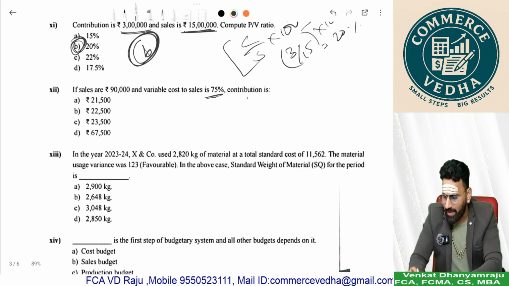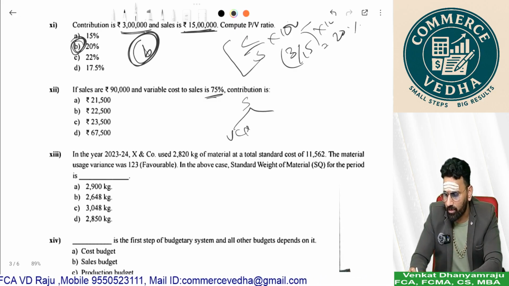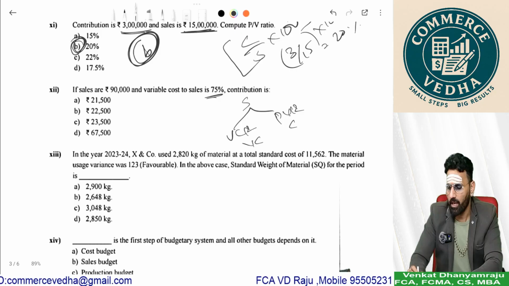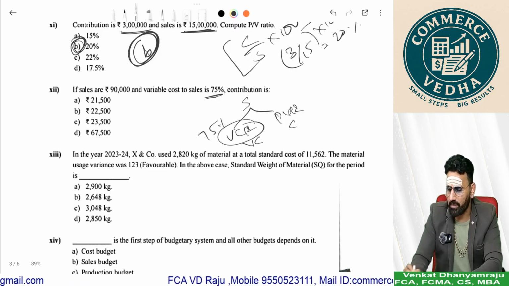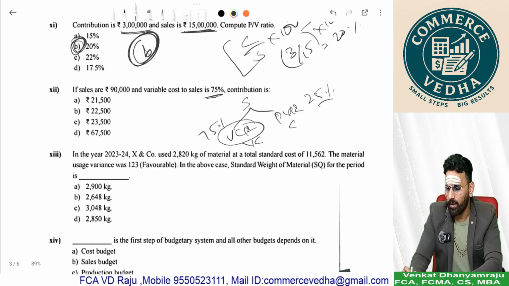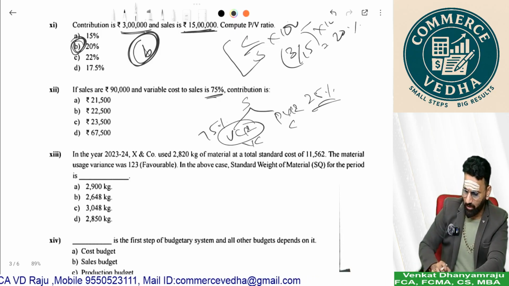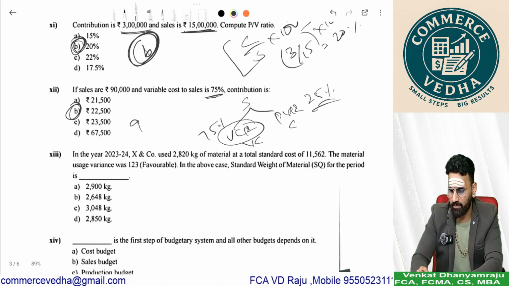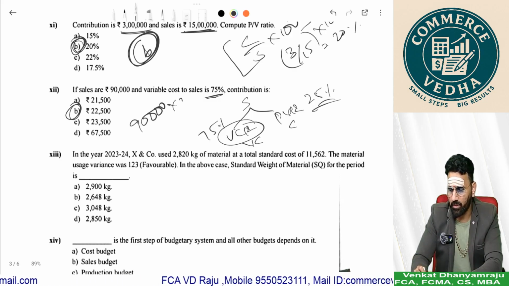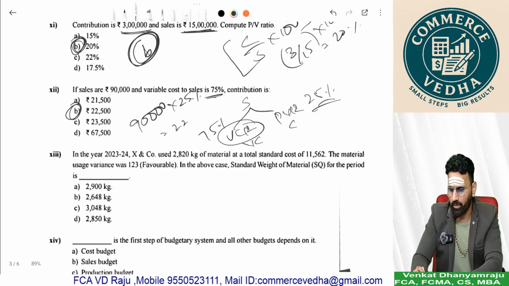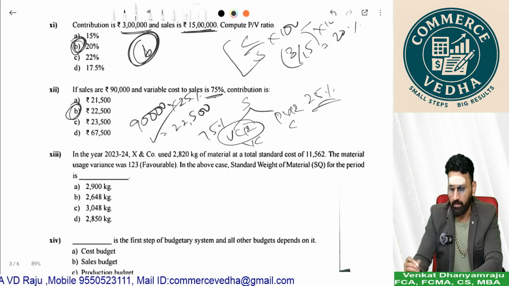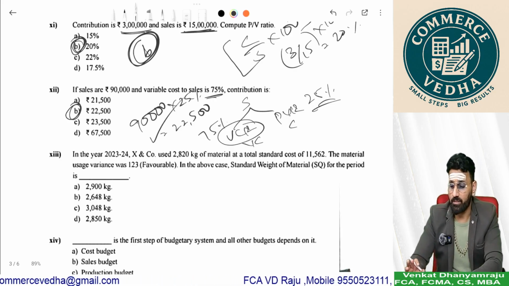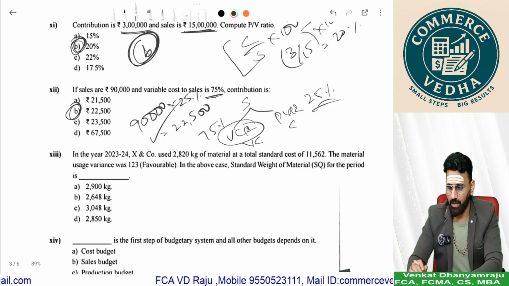If sales are 90,000 and variable cost is 75%, contribution is how much? See, sales has two parts: variable cost ratio and PV ratio, which is nothing but contribution. If variable cost is 75%, contribution should be 25%. So 90,000 into 25% is 22,500. This is contribution, which is 25% of sales.